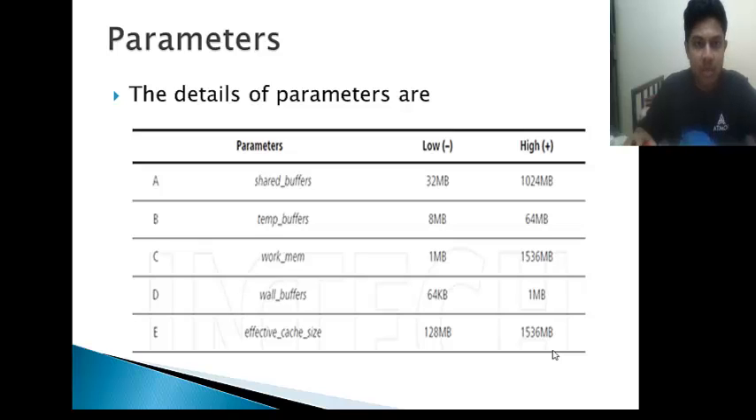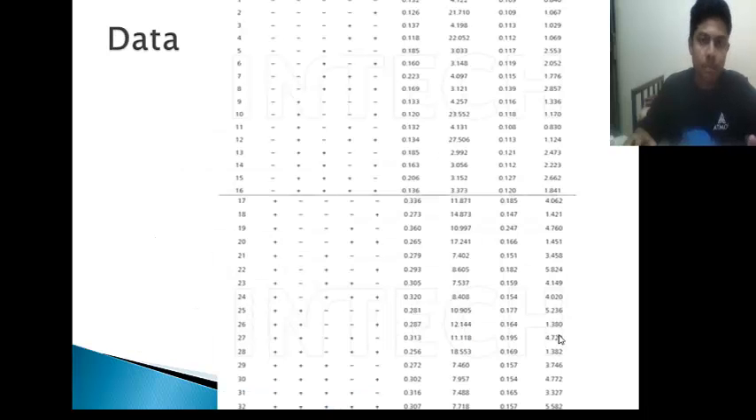Now the parameters here are given as A, B, C, D, E, where A is shared buffers, B is temp buffers, C is work mem, D is wal buffers, and so on. The low and high values are in the form of memory units, and they are given as shown in this slide. The data obtained from the paper was somewhat like this.